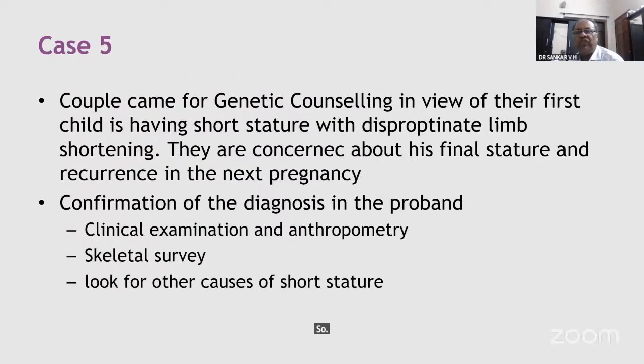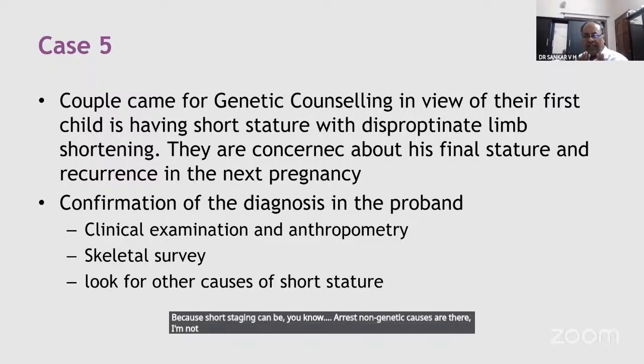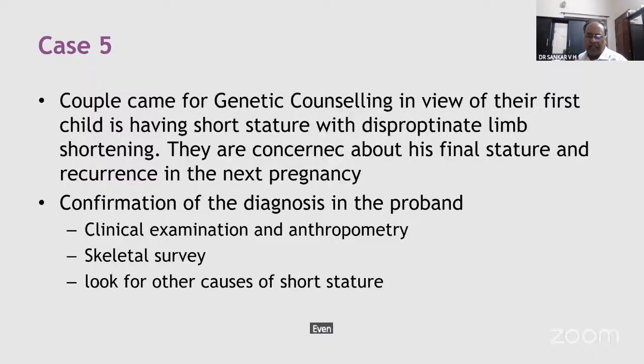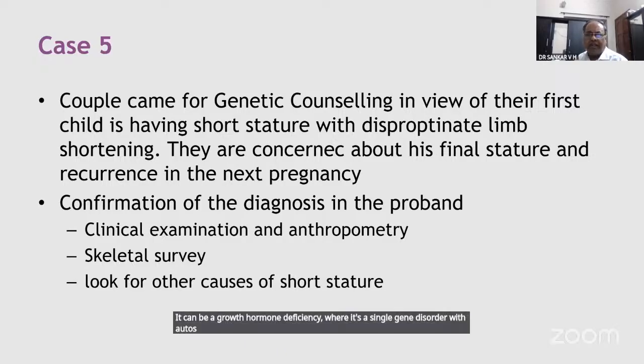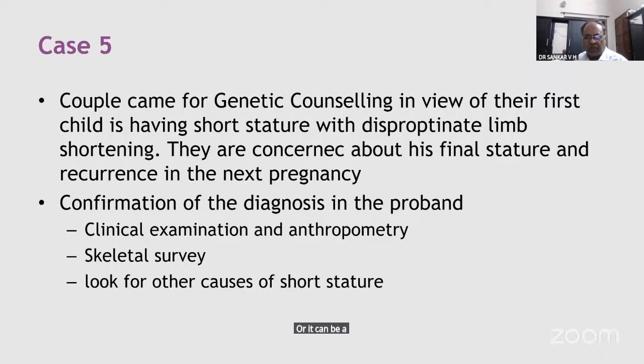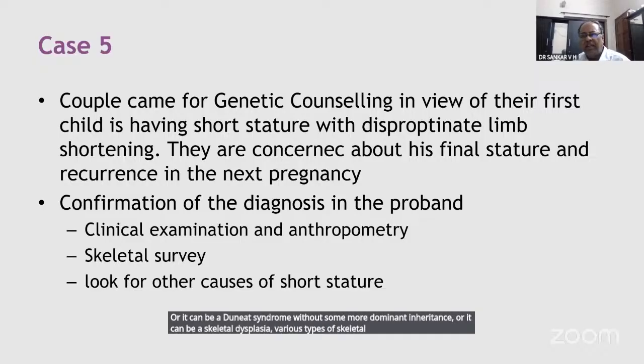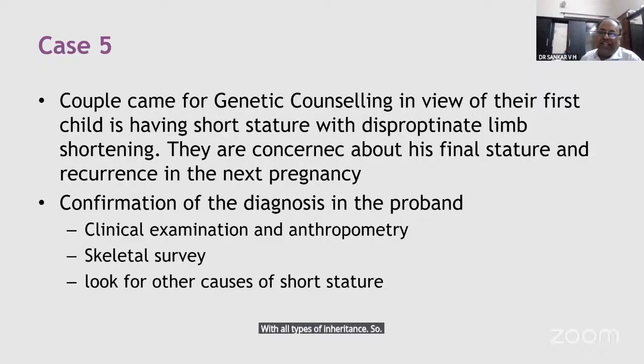So a couple came for genetic counseling in view of their child having short stature. I have made it a little easier by putting a disproportionate limb shortening. But actually, if it's short stature, a detailed evaluation is required, because there can be non-genetic causes. Even genetic causes can be Turner syndrome, a chromosomal abnormality, growth hormone deficiency, a single gene disorder with autosomal recessive or autosomal dominant inheritance, Noonan syndrome with autosomal dominant inheritance, or a skeletal dysplasia. Various types of skeletal dysplasias are there with all types of inheritance. So short stature is a very major area.